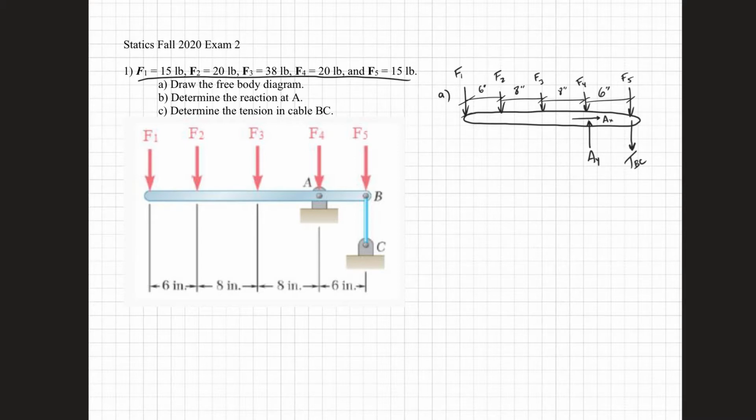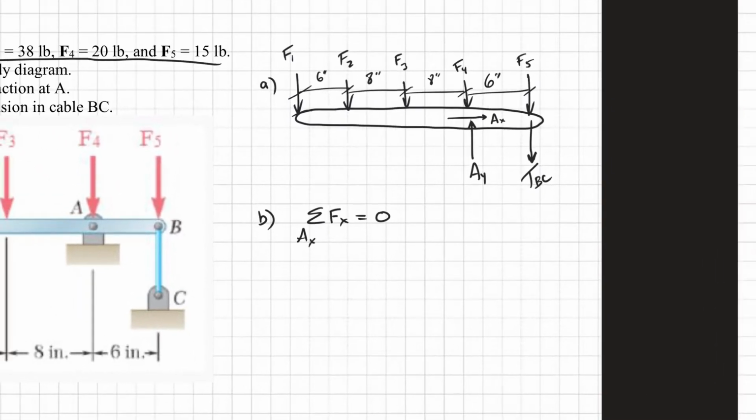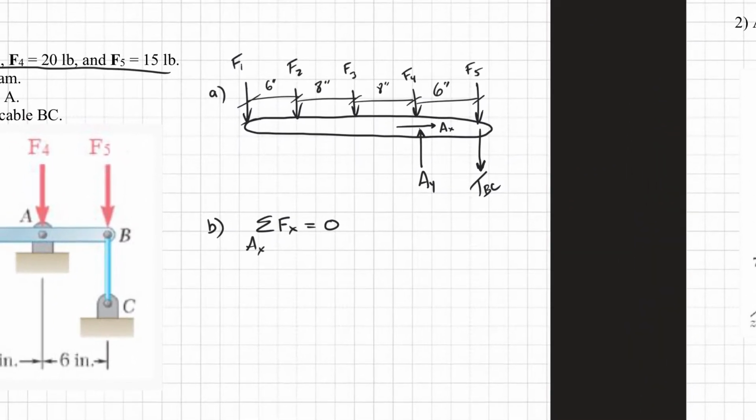Okay, determine the reaction at A. So that means we need AX and AY. AX is actually pretty simple. For AX, we'll just do the sum of the forces in the X direction equals 0. I'm looking at my free body diagram. We're only going to look at this free body diagram, and you don't see any other forces in the X direction, so AX equals 0. Okay, so that's our answer.